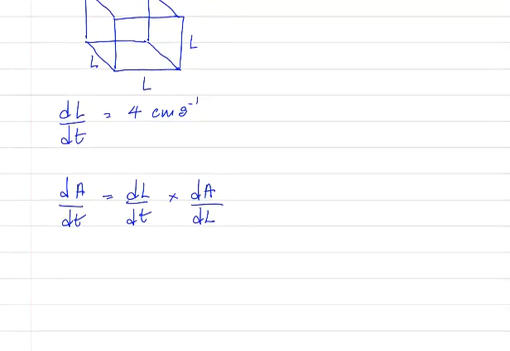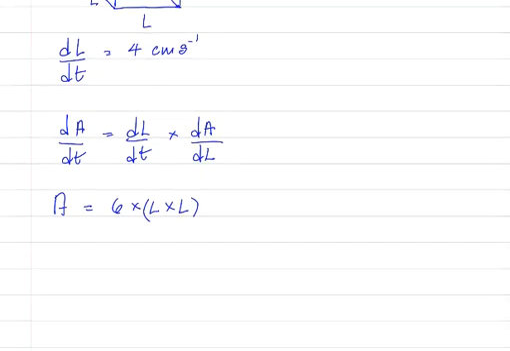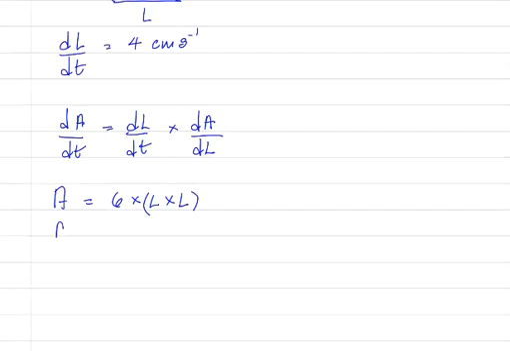So to find dA by dl, I need to have A, the total surface area, in terms of L. Now the total surface area of a cube, A, is equal to 6 times L times L. Now the cube has what? 6 surfaces, and all 6 surfaces are identical. Therefore, A is equal to 6L squared.